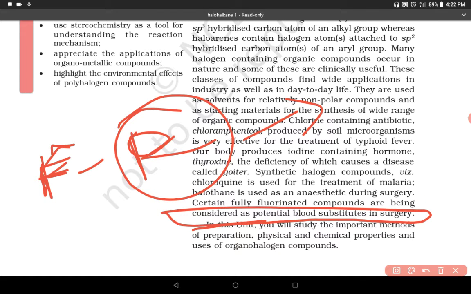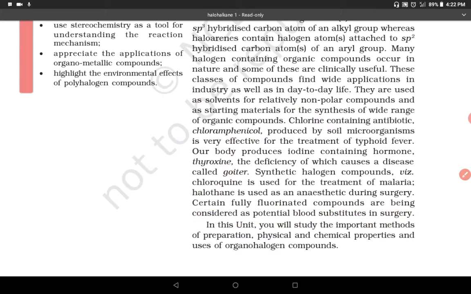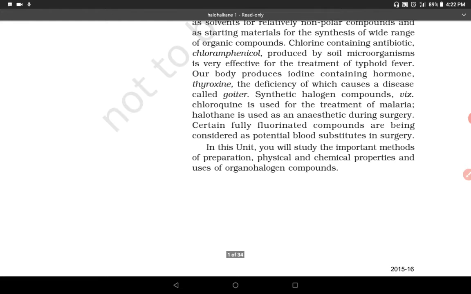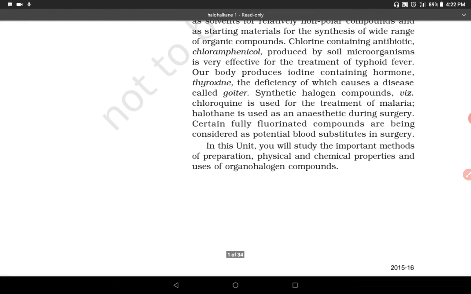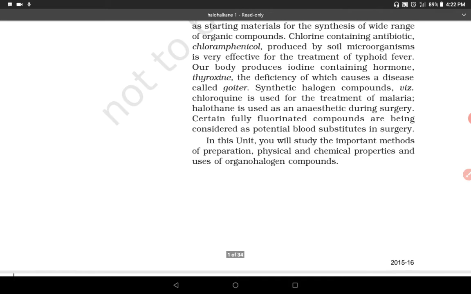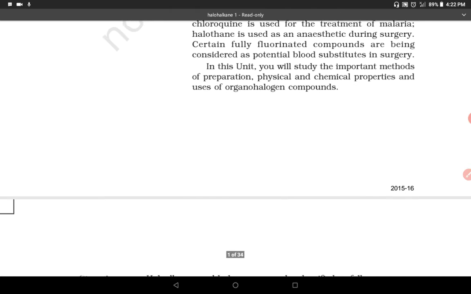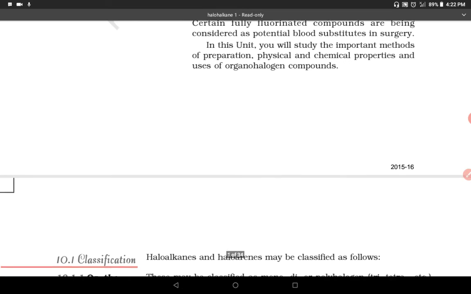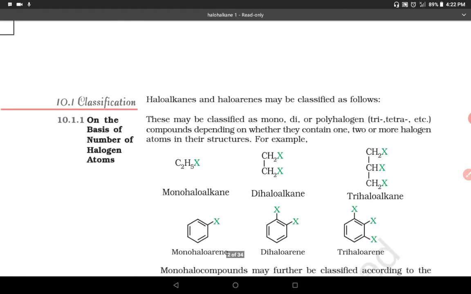Okay, you have understood until there. In this unit we will study the important methods of preparation, physical and chemical properties and uses of organohalogen compounds. Yes, in this chapter we are going to learn about the synthesis of these haloalkanes and the methods of preparation, physical and chemical properties, what are the uses, advantages and disadvantages, and also organohalogen compounds. Okay, let's jump into the chapter.